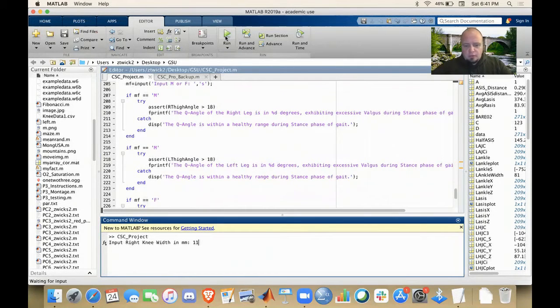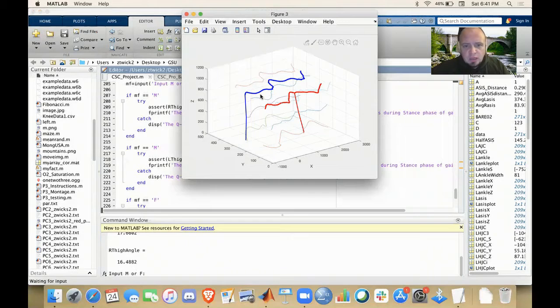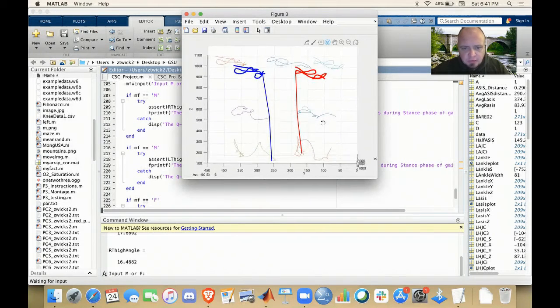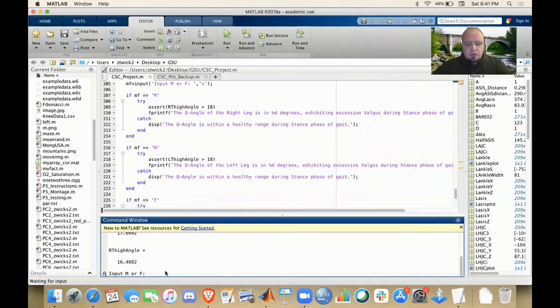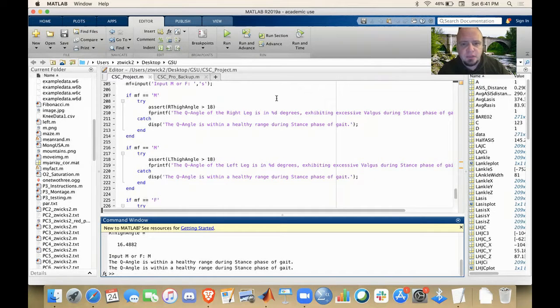So we're just going to run through it real quick. Here, boom, and we get this very nice graph, and that's all of the data points traveling through space, and then we get the exact moment that we're looking for within that time frame of the knees and their angle. Then we input that the user is male, and the script gives us this bit here where it'll show us that they're in a healthy stance.